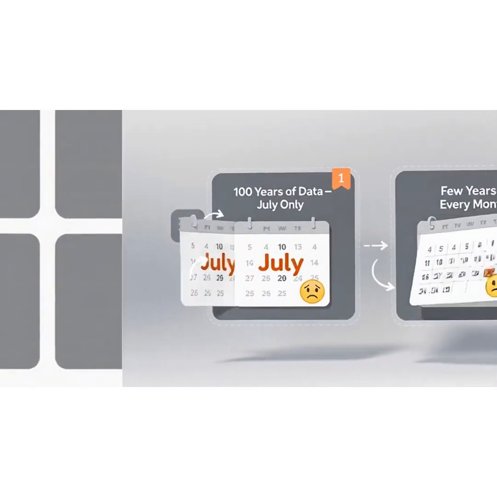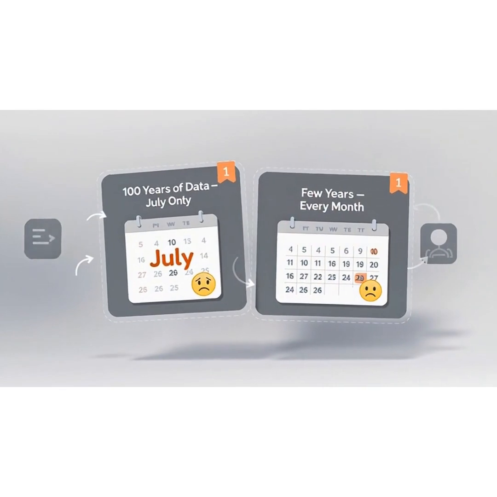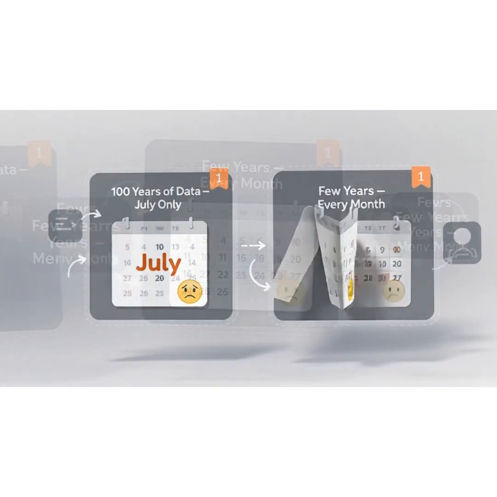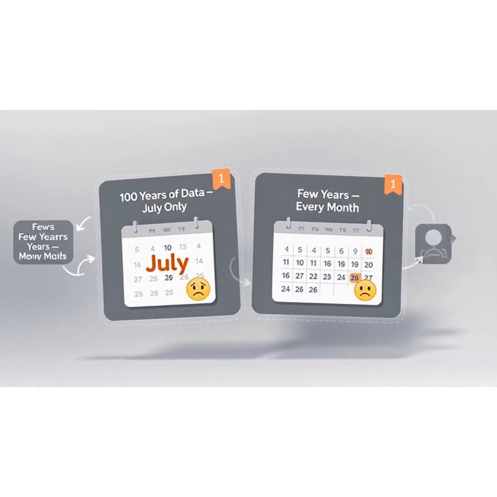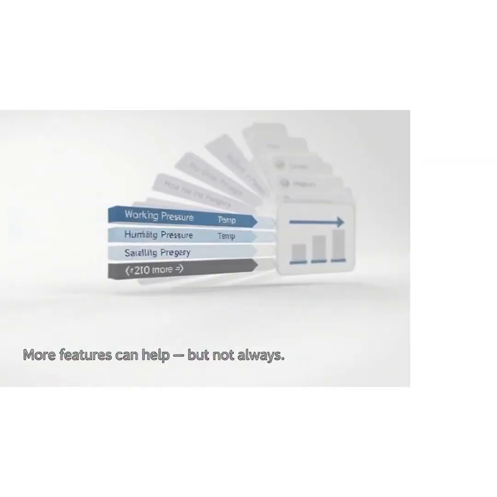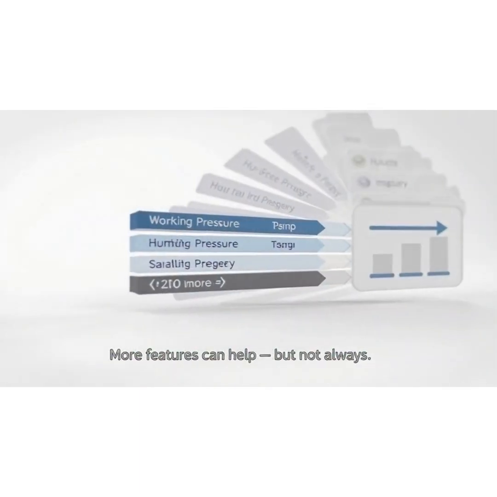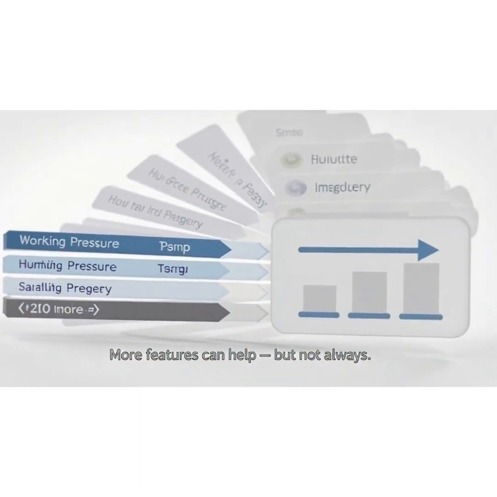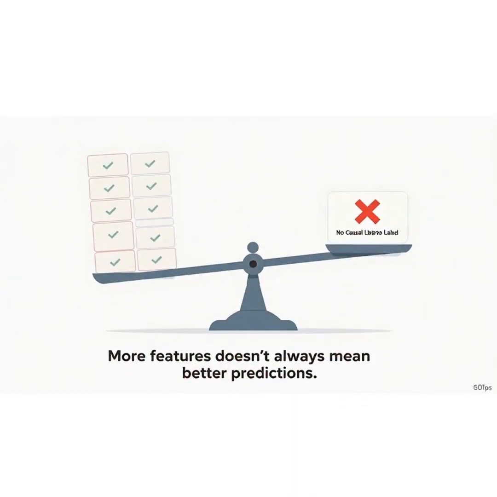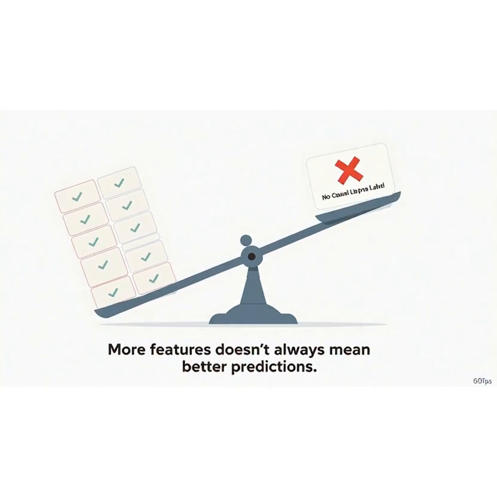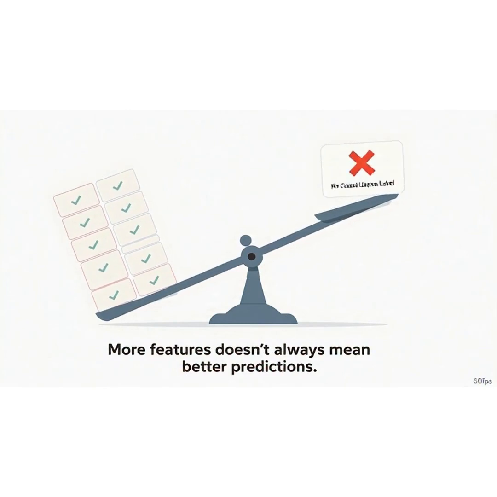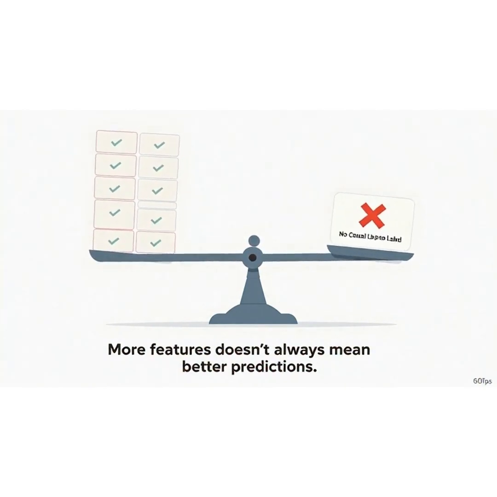For example, a dataset might contain 100 years of data, but only for July, useless for predicting January rainfall, or cover just a few years for every month, not enough to capture variability. A dataset is also characterized by its number of features. Some weather datasets might contain hundreds of features. Others might have only 3 or 4. Datasets with more features can help a model discover additional patterns, but more features don't always produce better predictions. Some features may have no causal relationship to the label at all.